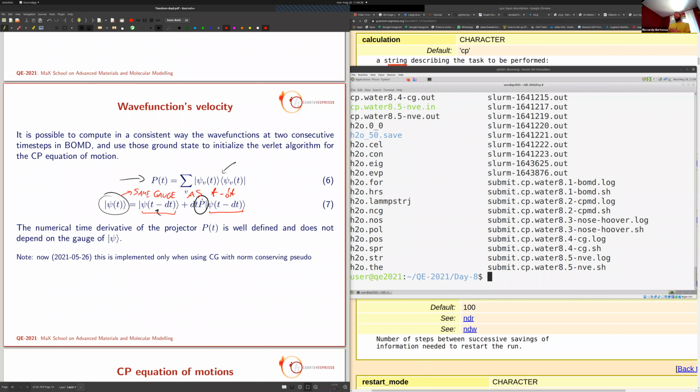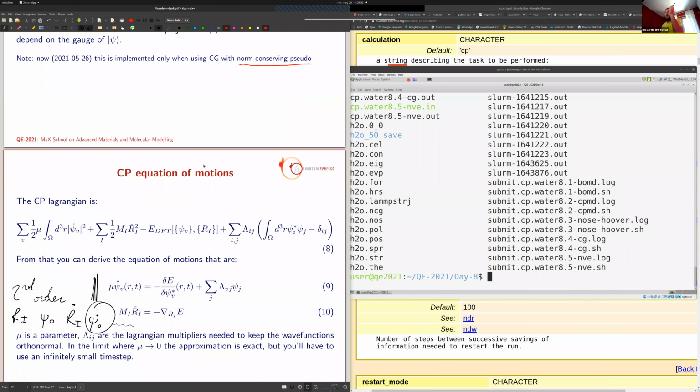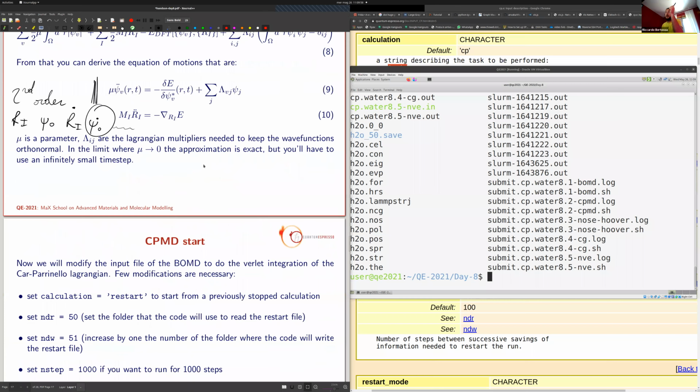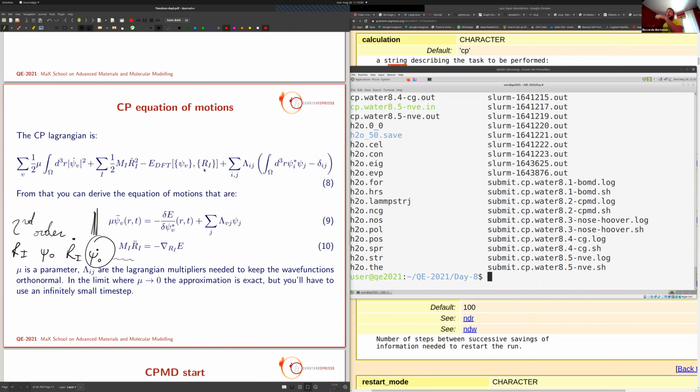A little note: right now this is implemented only for norm-conserving pseudopotentials. So if you don't use norm-conserving ones, you will have to start with the velocity of the wave function equal to 0. Okay, now since we are moving to Car-Parrinello, I will start to explain the parameters of the Hamiltonian and the Lagrangian.